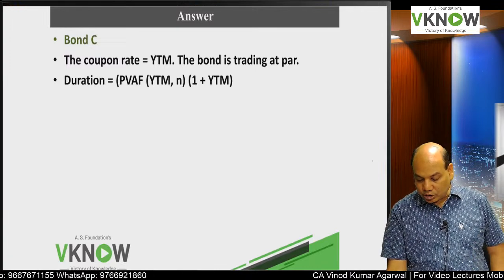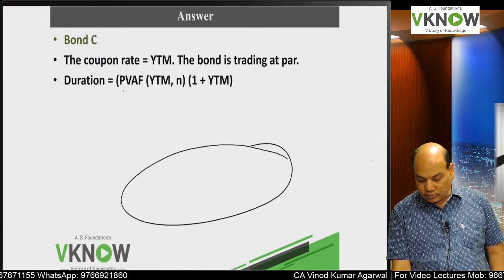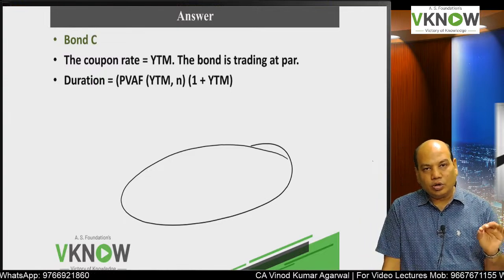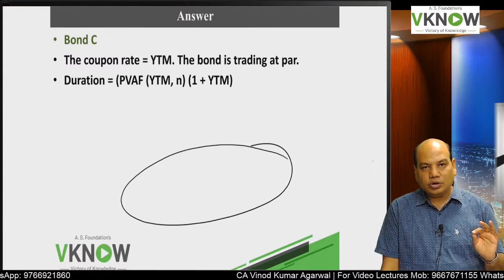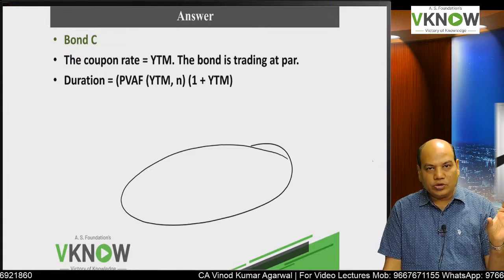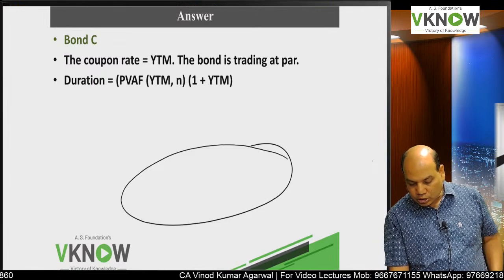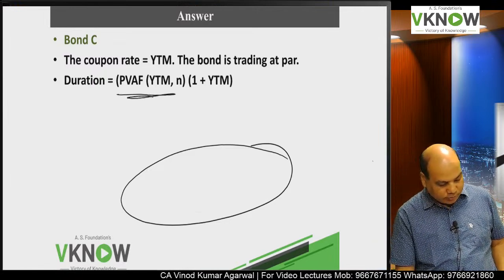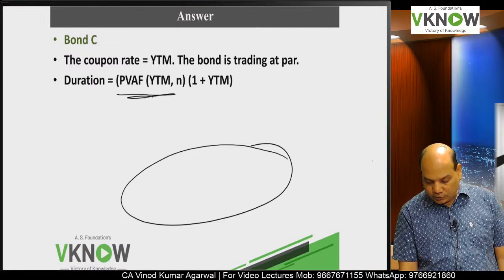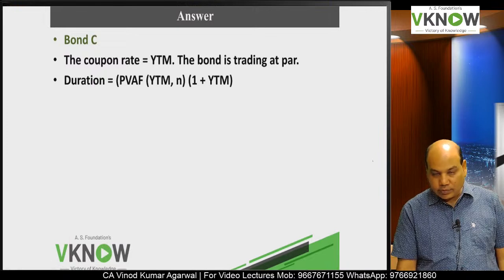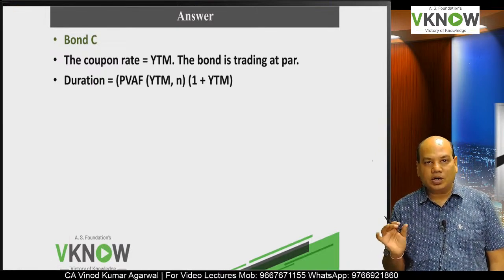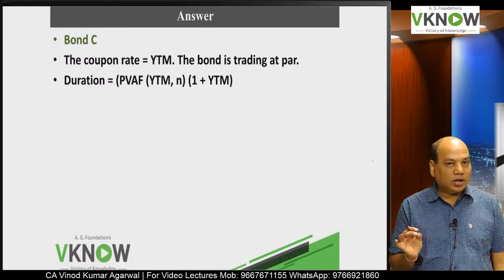And remember one shortcut formula for duration. If the bond is trading at par, current yield will also be equal to 9%. So current yield upon YTM will be 1, so there is no need to write 1. There is a shortcut formula for duration only when the bond is trading at par. Only when the bond is trading at par.